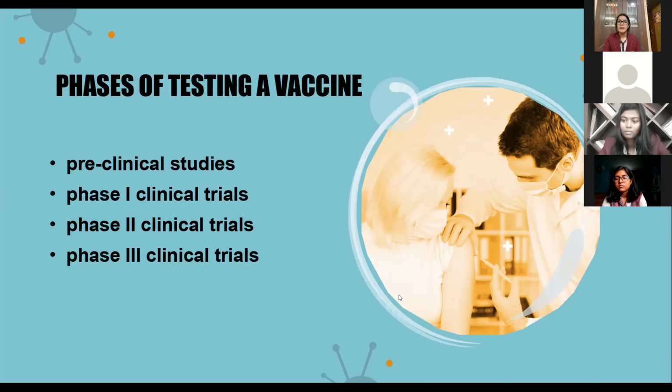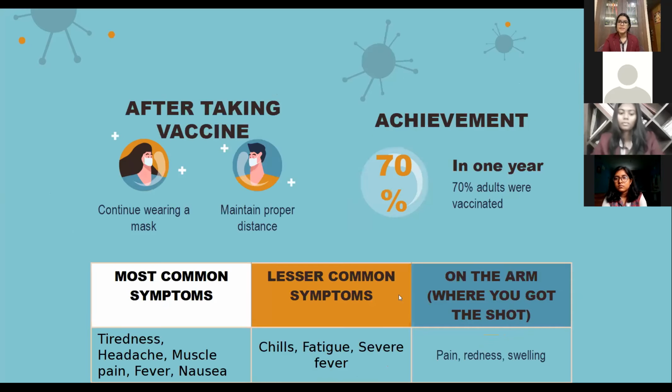But please remember, even after you get the jab, you might notice a few symptoms for 2 days. The most common symptoms being tiredness, headache, muscle pain, fever, and nausea, and some lesser common symptoms including chills, fatigue, and severe fever, and on the arm, some pain, redness, and swelling.